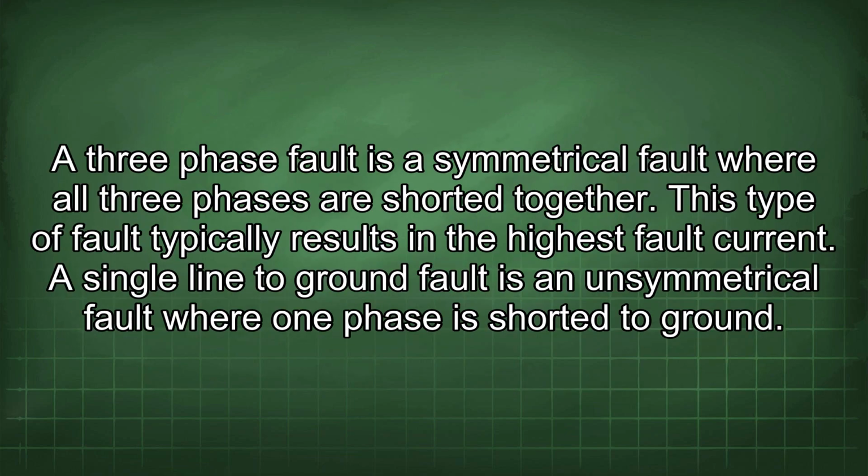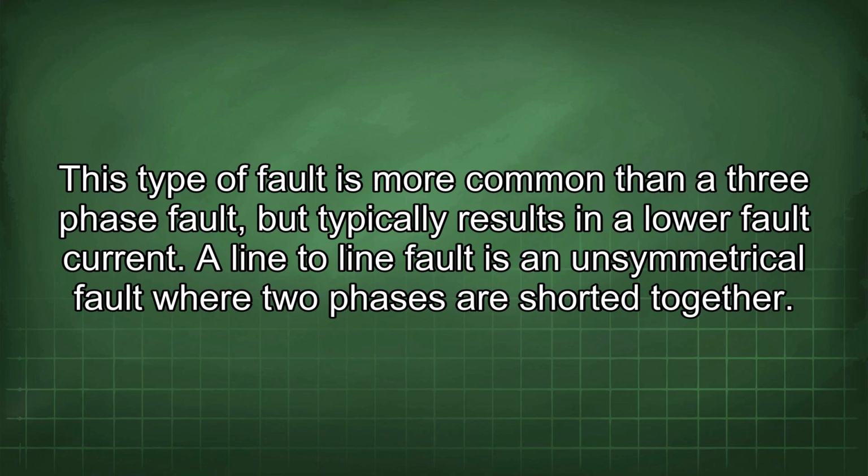A three-phase fault is a symmetrical fault where all three phases are shorted together. This type of fault typically results in the highest fault current. A single line to ground fault is an unsymmetrical fault where one phase is shorted to ground. This type of fault is more common than a three-phase fault, but typically results in a lower fault current.